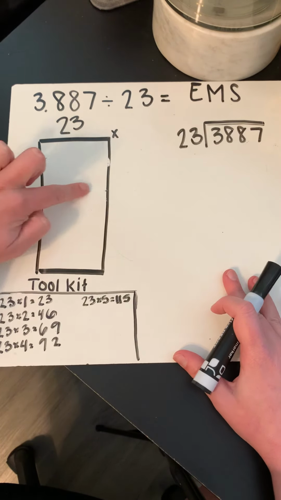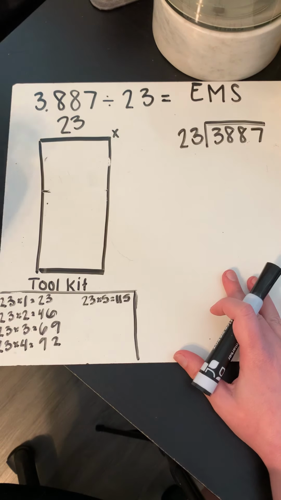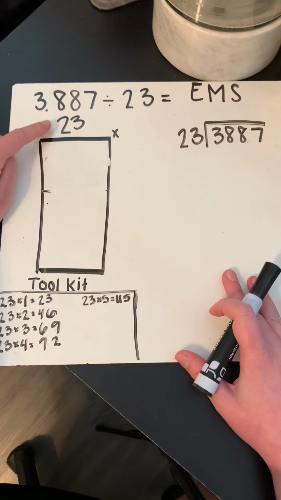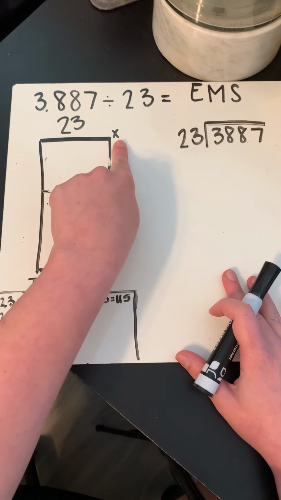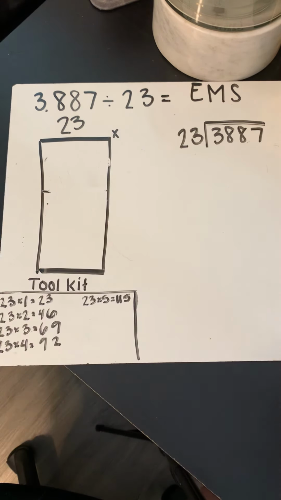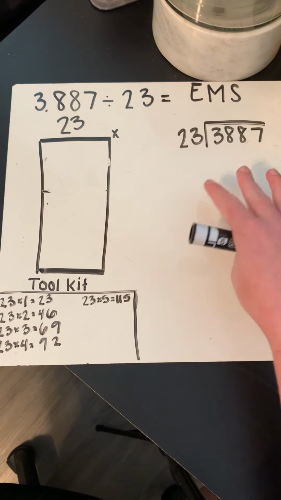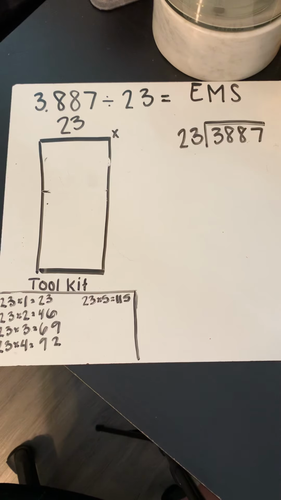I have my, let me go ahead and erase that, get it nice and cleared off. I have my model set up. I have my divisor on top, so 23, and I put my multiplication sign in the corner to help me out. And then I've set up my standard division problem over here. This is where we're gonna do all of our subtracting and estimating.